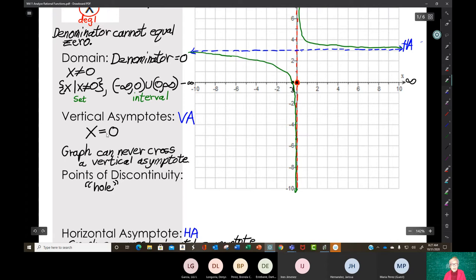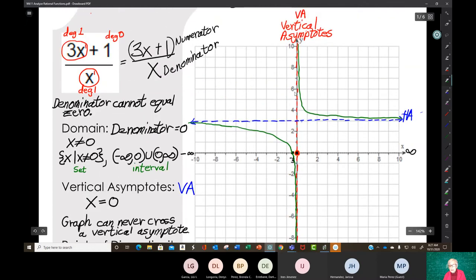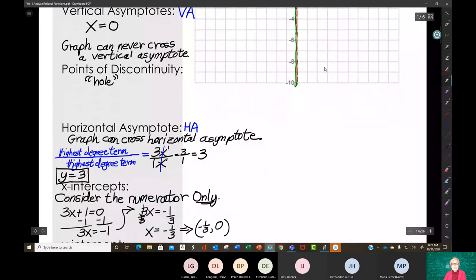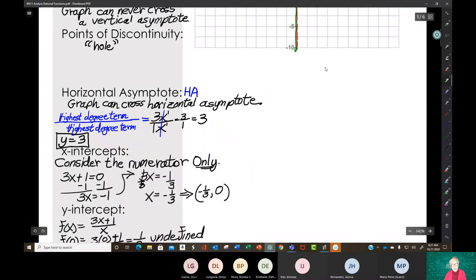So the vertical asymptote is x equals 0. You can also think of it as a wall that stops the graph from going over where x equals 0. And thank goodness there are vertical asymptotes. There is no point of discontinuity here. You will see a point of discontinuity before we're through.